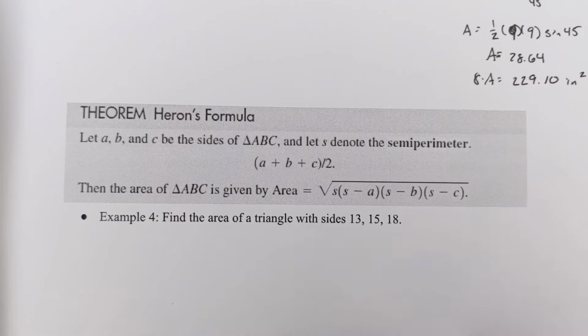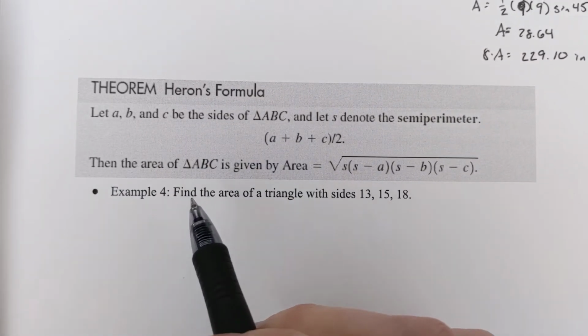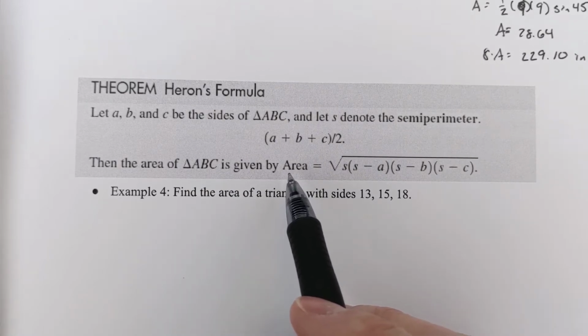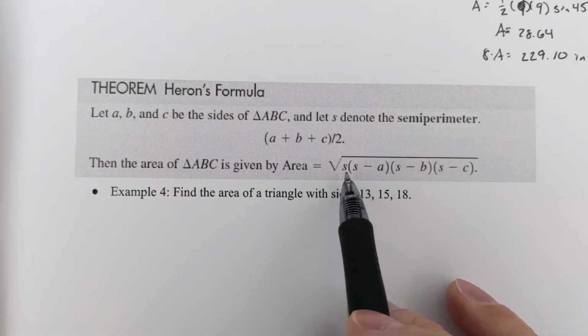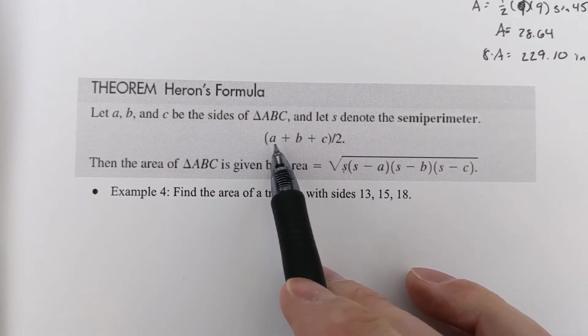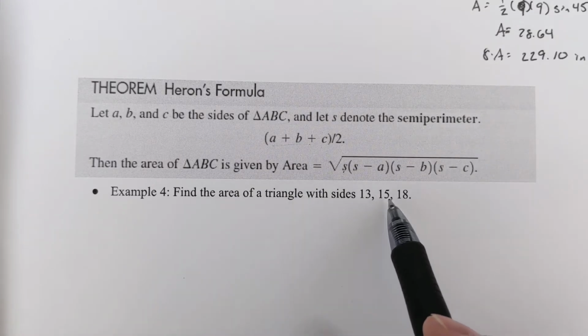Okay, Heron's formula. Let a, b, and c be the sides of triangle ABC. This is how you can find the area of a triangle if you know all three sides of it. Doesn't matter if you know the height. The thing is you have this s value, which is equal to the sum of the sides divided by 2. So find the area of a triangle with sides 13, 15, 18.